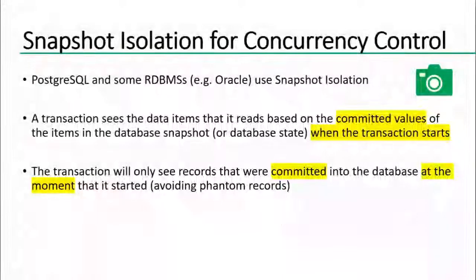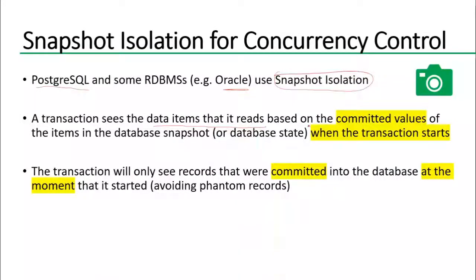Finally, the last approach for implementing concurrency control, and this one is really interesting, is snapshot isolation. It's used by Postgres and other relational databases like Oracle. The concept of snapshot isolation is very simple. You take a picture, a snapshot, of the data items that you are going to read, based on the committed values before the transaction starts.